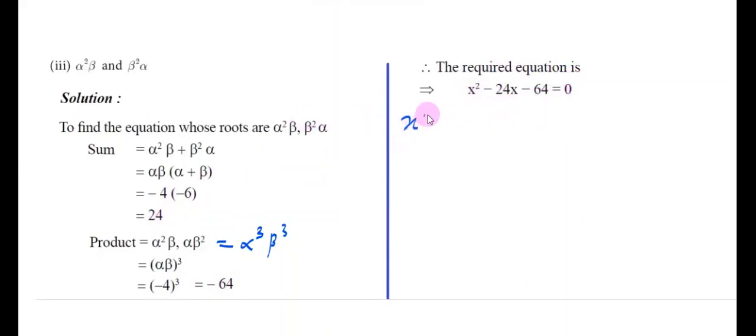It is x square minus sum of roots 24 x plus product of roots, it is minus 64. Understood? It is minus 64. So we get this equation.